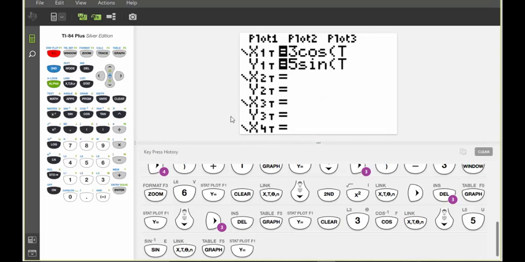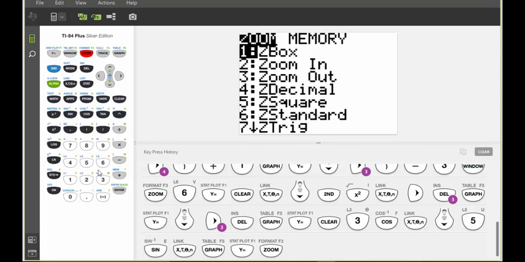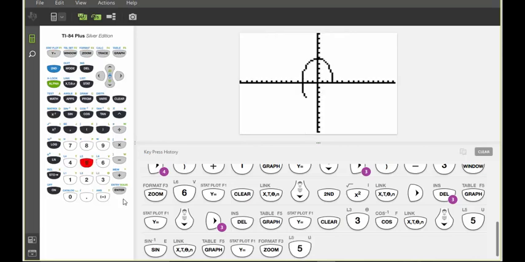Because of the aspect ratio of the screen. So let's go zoom, and let's go zoom square and watch what happens. Booyah. There's our nice circle. It's weird that it looked like a squared circle, and then when I hit zoom square, it turned into a circle. Never mind, I'm an idiot.